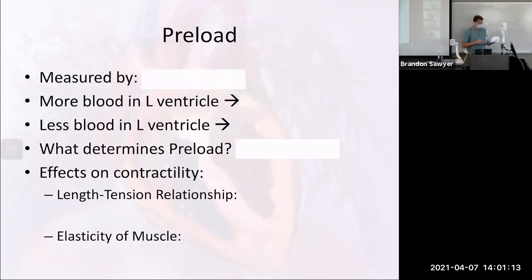Okay. So preload is, since it's that blood coming back to the heart, it's going to be measured by end diastolic volume, right? That makes sense. That was how much blood is in the heart before contraction. So if we want to know how much blood came back to the heart, this is a pretty good measure of it. Okay. The more blood we have in the left ventricle, then that's going to increase stroke volume. The less blood we have in the left ventricle is going to decrease stroke volume.